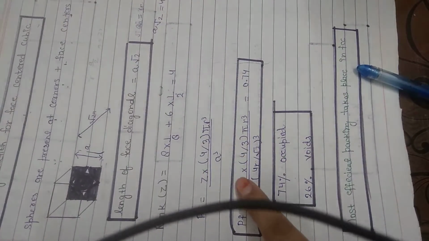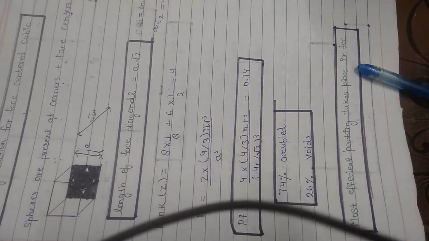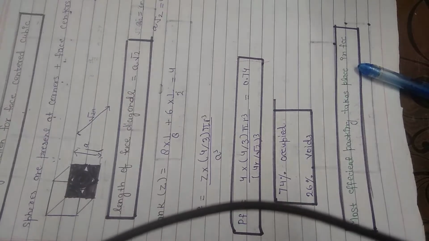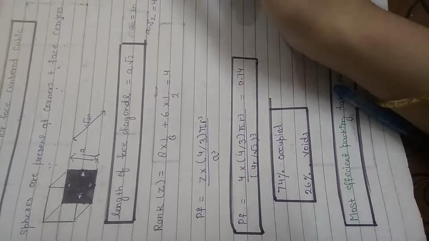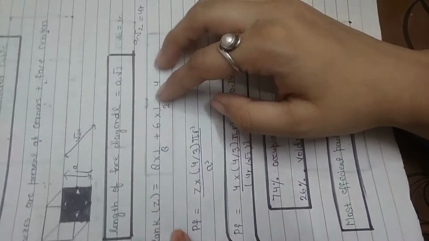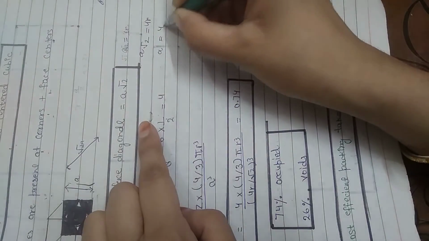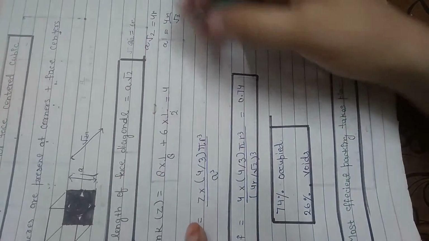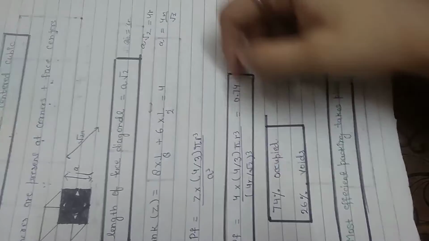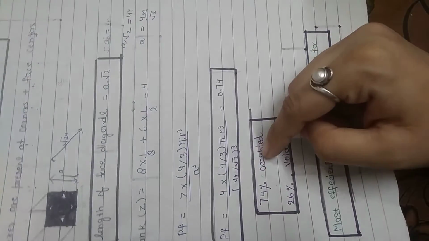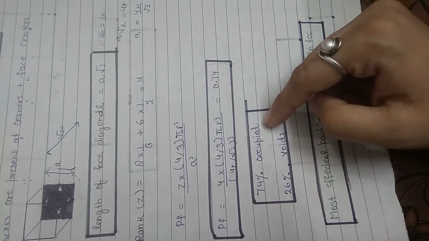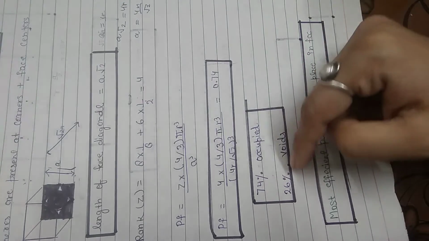We put Z as 4. Z is equal to 4. So 4 into 4 upon 3 pi r cube upon a cube, where a is equal to 4r upon under root 2, and it is also cubed. So it becomes 74%. Here 74% is occupied, and 26% is void.